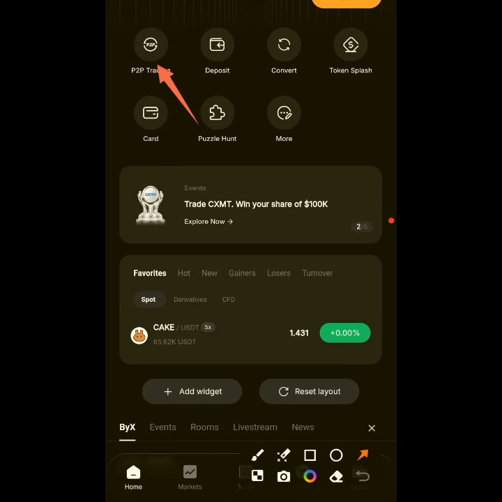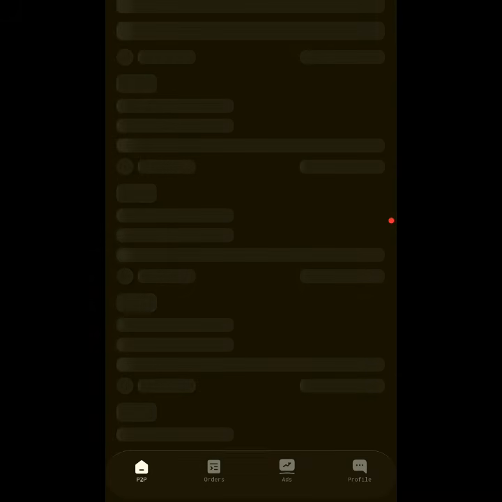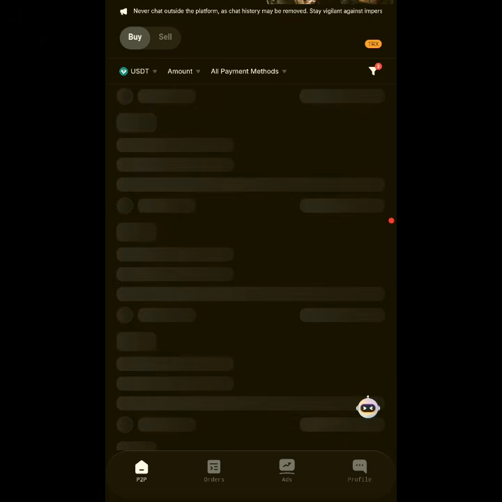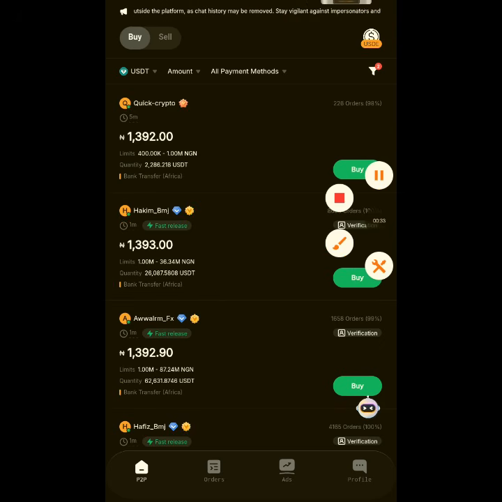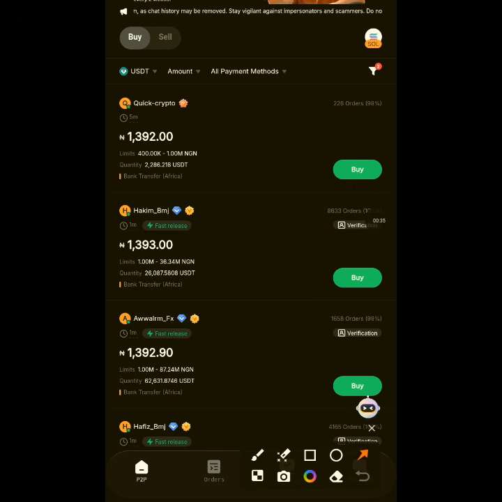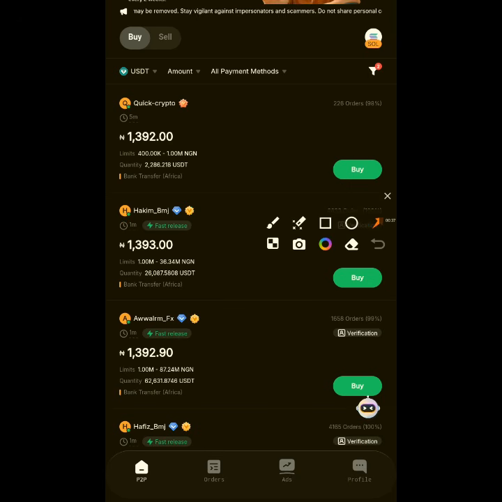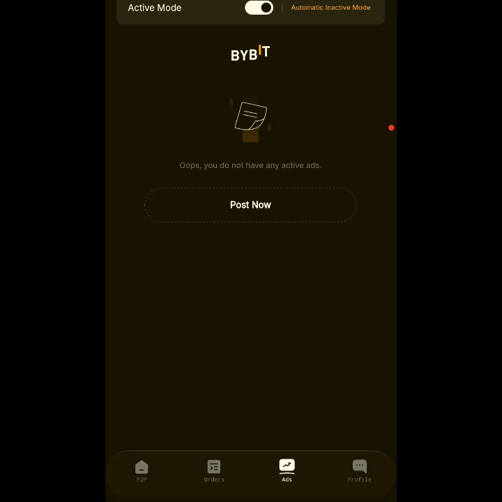So, if you come to this area where you find P2P trading, this is where you can start your application. Of course, you understand that a merchant is somebody who wants to start advertising on Bybit. It can take quite some time to make your application, and today we're going to take you through the steps. Click on this area where you find ads down here. When you click on ads, this is what you're going to find.